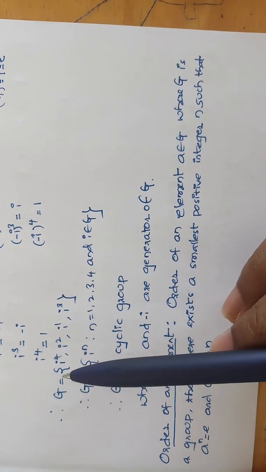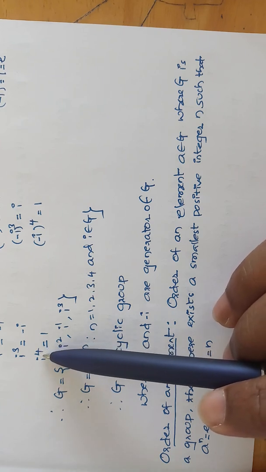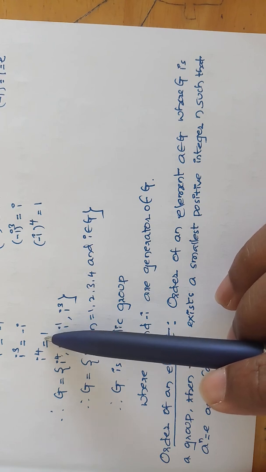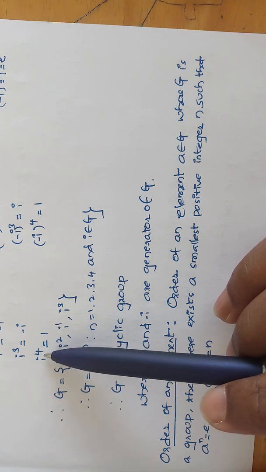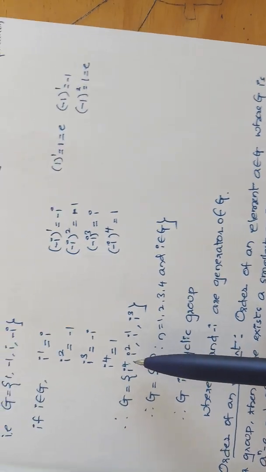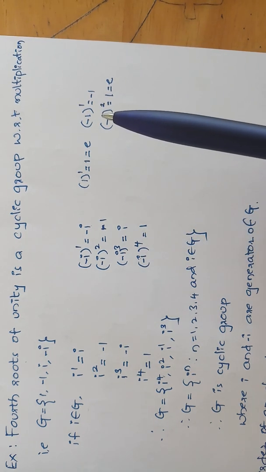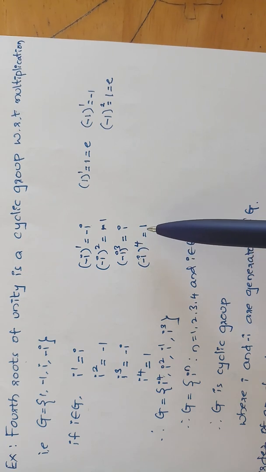So here also, if we raise i to the power 4, then we get the identity element. So for this i, the order of this element is what? 4. The order of this element is 4. In a similar manner, minus i to the power 4 is there. Because this is a multiplicative cyclic group, if you raise minus i to the power 4, then you get the identity element, that is 1.